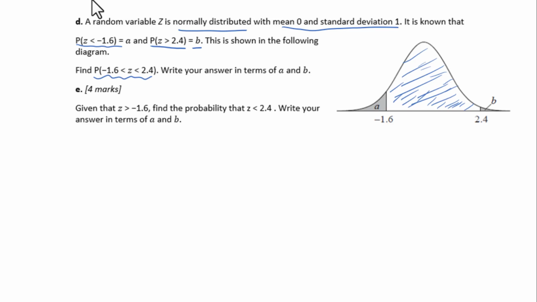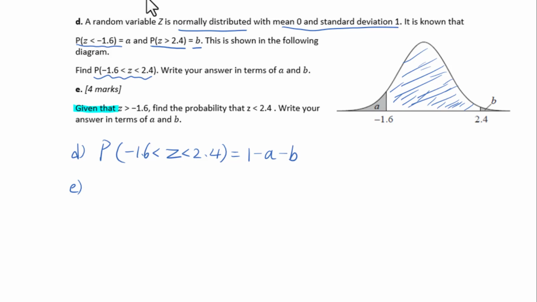The area under the curve is 1. Therefore, probability of Z greater than negative 1.6 and less than 2.4 equals 1 minus A minus B. Let's go to E. Given that Z greater than negative 1.6, find the probability that Z less than 2.4. Write down your answer in terms of A and B.